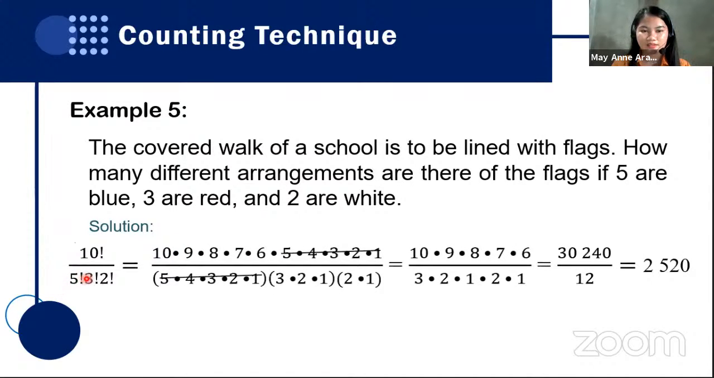So we'll stop with 6. And you can also cancel this because 3 times 2 is 6. So just multiply 10 times 9 times 8 times 7, then divide by 2. Or, if you can't cancel that, you can do 10 times 9 times 8 times 7 times 6 divided by the product of the denominator, which is 12. So you will get 2,520. This is the number of different arrangements of the given flags.